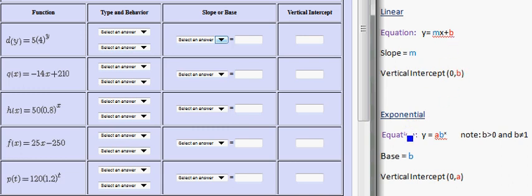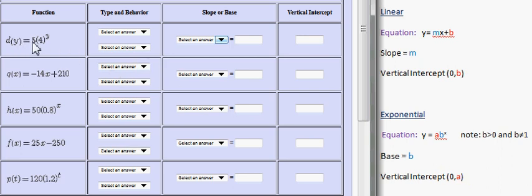Exponential equations have the variable in the exponent, and are of the form y equals ab to the x. The base is the b, and the vertical intercept is always what you get out when you plug in 0. Under these conditions, if you plug in x equals 0, you'll get the y value to be a. So let's give it a try.